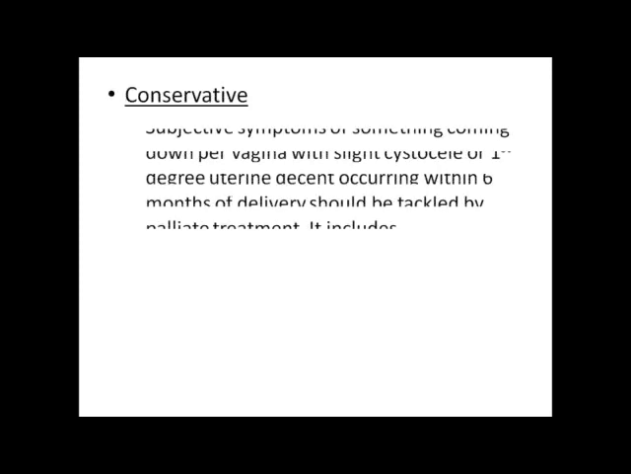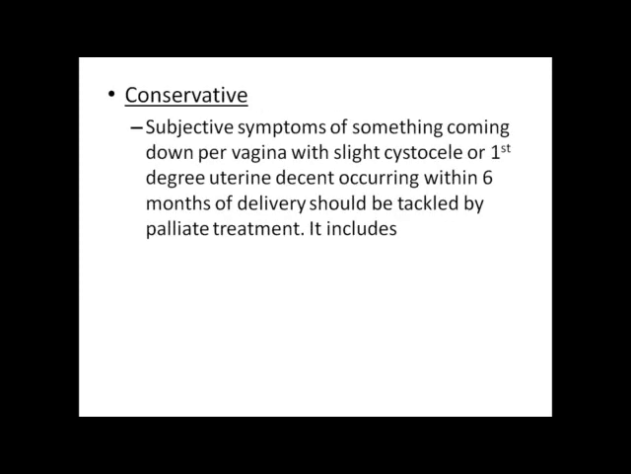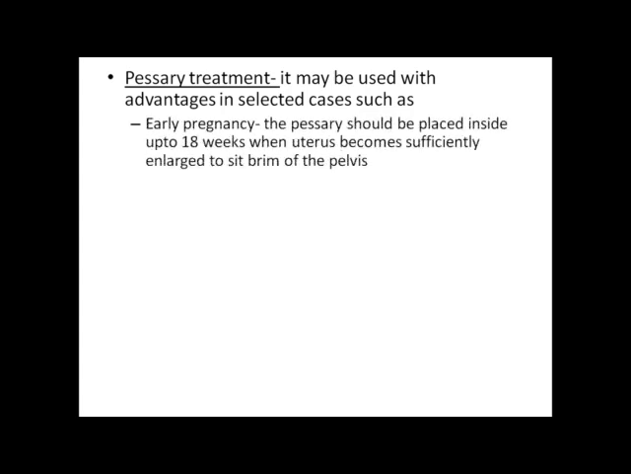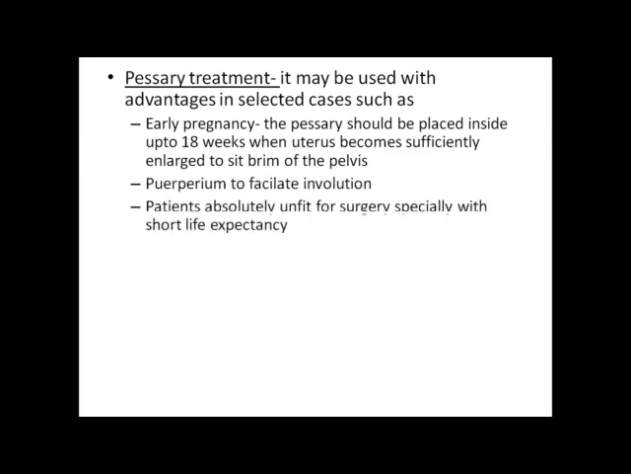Conservative management. If subjective symptoms of something coming down per vagina with a slight cystocele or first degree uterine descent occur within 6 months of delivery, they should be tackled by palliative treatment. It includes assurance, improvement of nutritional status, pelvic floor exercise in an attempt to strengthen the muscles. Pessary treatment. It may be used to advantage in selected cases such as early pregnancy. Pessary should be placed inside up to 18 weeks when the uterus becomes sufficiently enlarged to sit at the brim of the pelvis. Puerperium to facilitate involution.